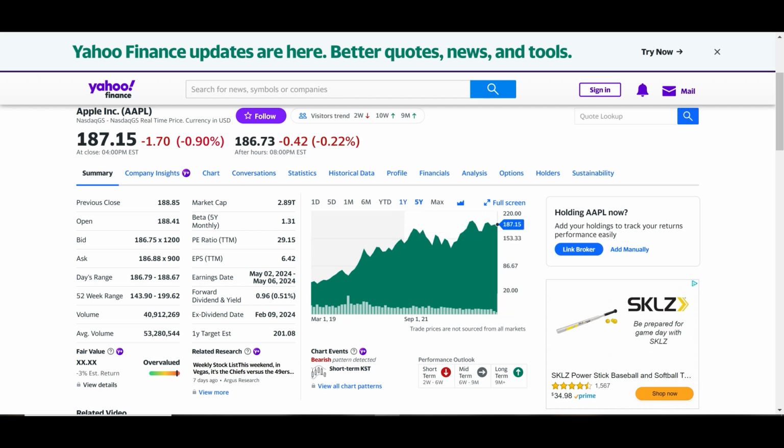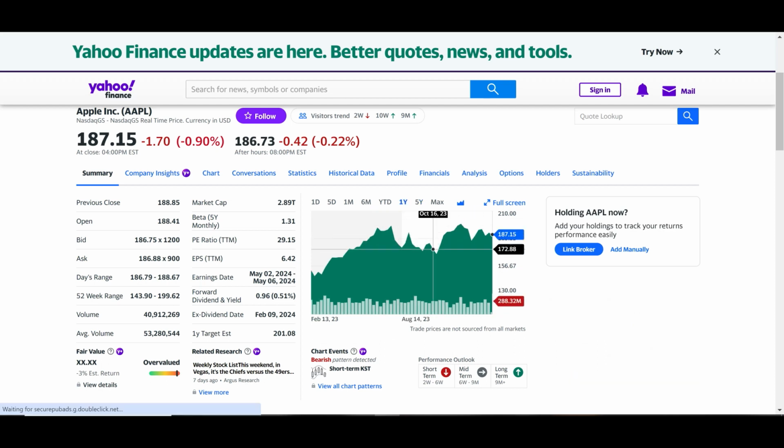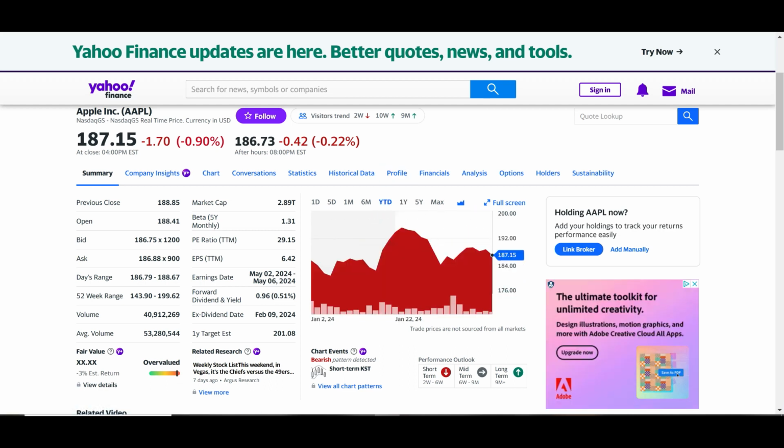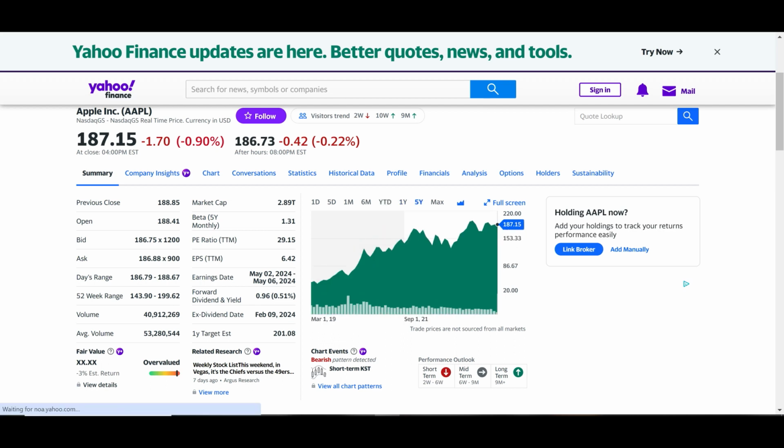You could also look at the 1 year to see some of the volatility that's happened in the last year. You can look at the year to date. So from this point, we're in February in 2024, so a month and a half, so to speak. And you can see the volatility there. If you're a day trader, this might be important to you. If you're a long-term investor, you're probably more like 1 year and 5 year.